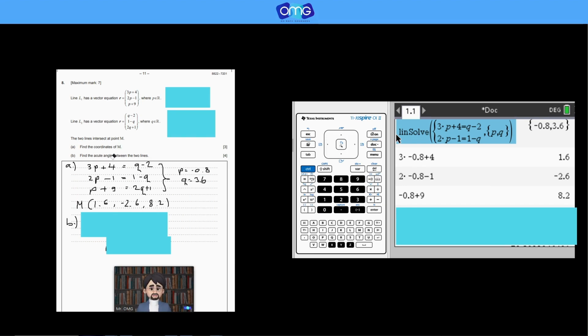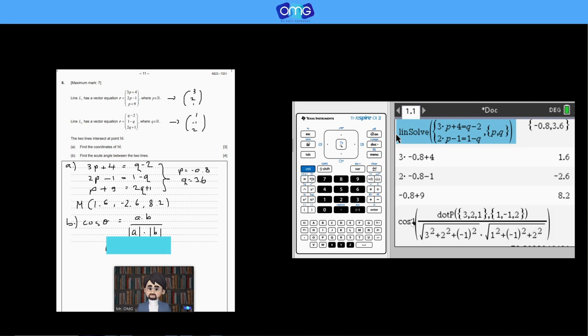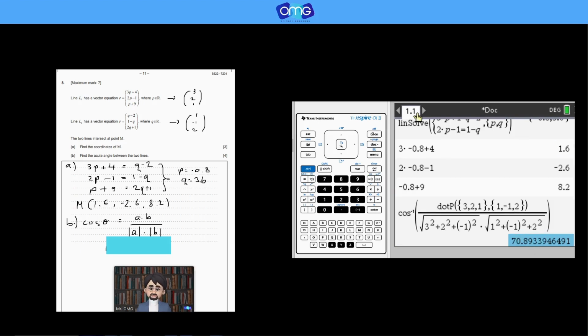Now let's find the acute angle between the two lines. The direction vectors are the coefficients of this, which are 3, 1, 1 and minus 1, 2. We use this formula: cos theta equals a dot b, the dot product, over the length of a times the length of b. Let's use a calculator to find that, which is cos inverse of this dot product. The answer will be 70.9, and that's the answer.